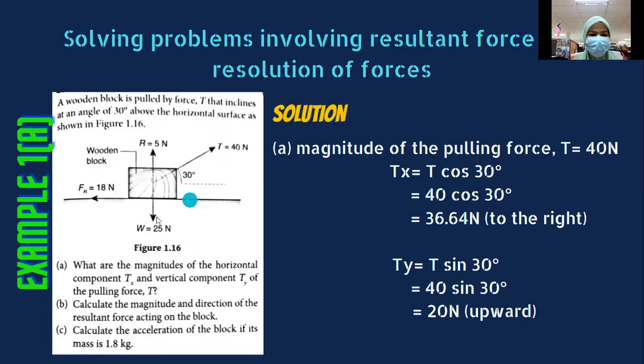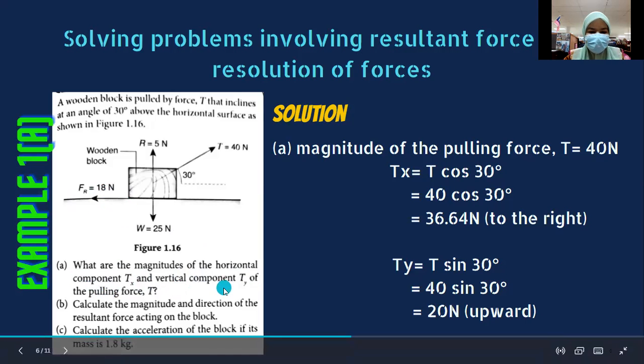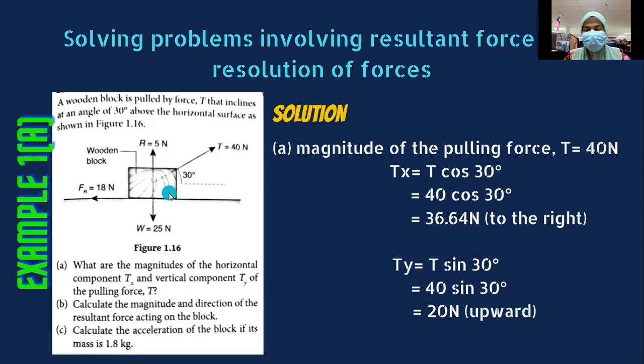Here we have the wooden block. The reaction force is 5 Newton, the weight is equal to 25, and there is also frictional force. You have to identify all the values in your question. Now, find the magnitude of the horizontal component Tx and the vertical component Ty. So you need to resolve this force. Just like the teacher told you just now, the magnitude of the pulling force T is 4T, given.